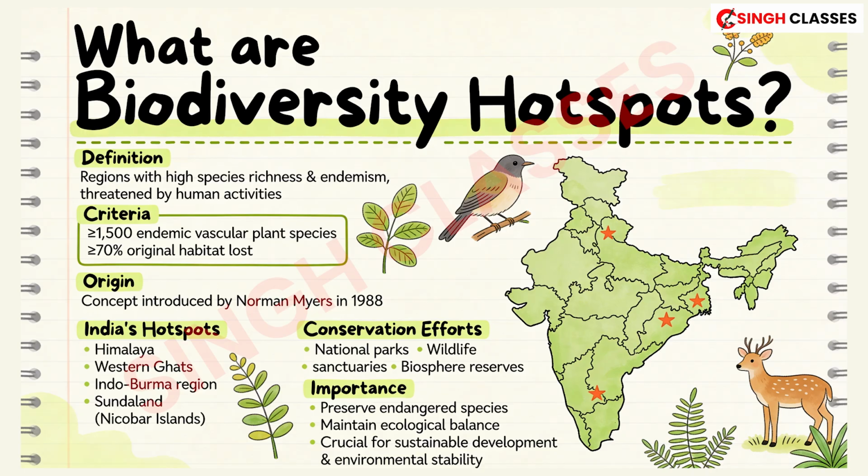These regions are priorities for conservation because they contain unique species. India has 4 biodiversity hotspots: Himalaya, Western Ghats, Indo-Burma region, and Sundaland, including Nicobar Islands. Protecting these hotspots helps conserve endangered species and maintain ecological balance. Conservation measures include national parks, wildlife sanctuaries, and biosphere reserves.